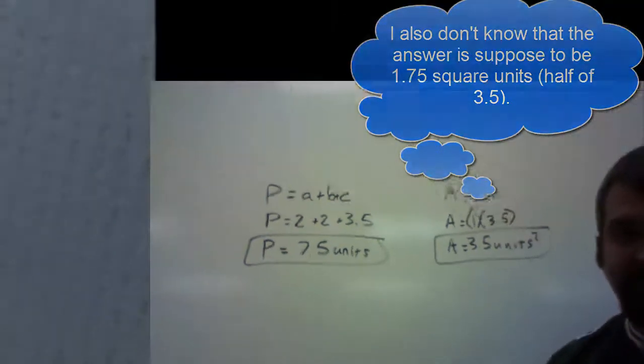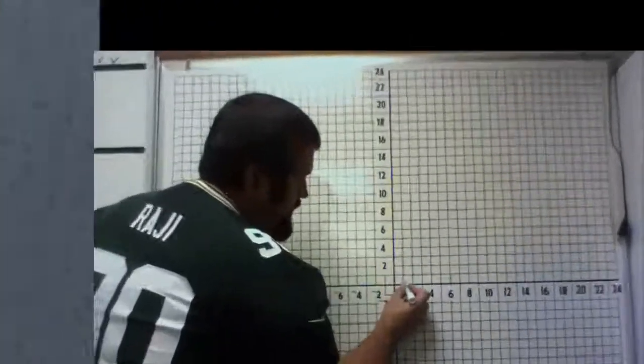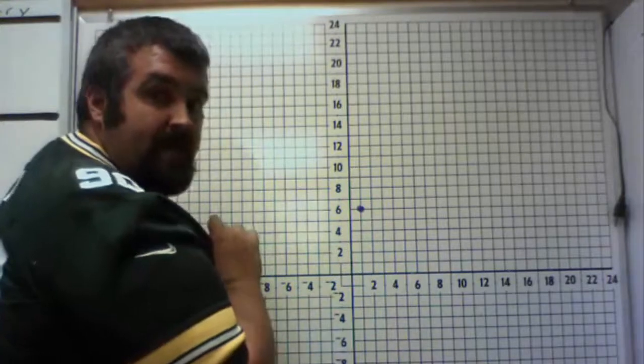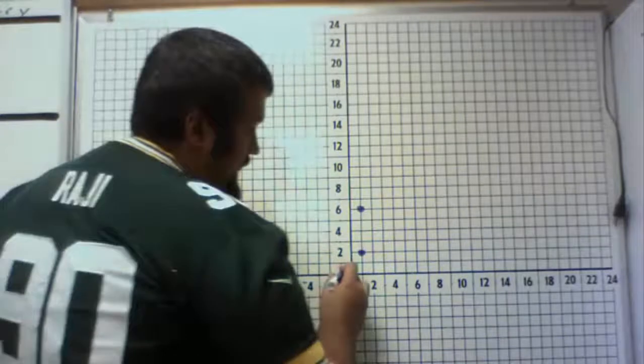Example 3 here says triangle ABC has coordinates A (1, 6), B (1, 2), and C (7, 3). Anytime I see coordinates like this, I know that I'm pretty much going to be dealing with a graph like here, and I will have to plot these. It just so happens I'm looking for its perimeter and area, but it still doesn't matter. My first step is still plotting every single one of these points. A was (1, 6), so that's where I'll put it. B is (1, 2). And C is (7, 3).